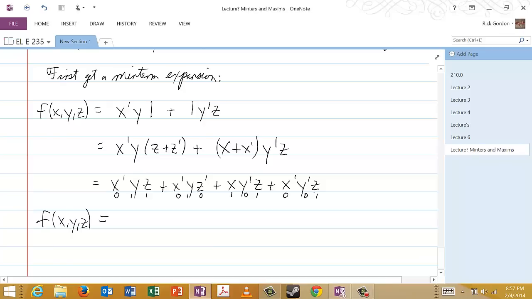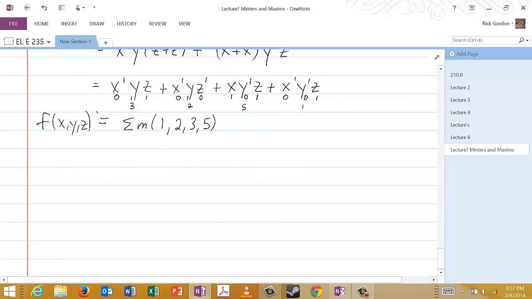So if we think about these numbers, this is the number 3, this is 2, this is 5, and this is 1. So the function f is the same as the summation of the four minterms m1, m2, m3, and m5.